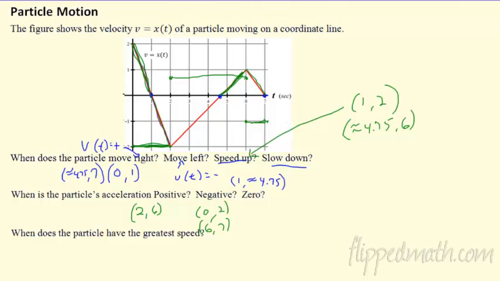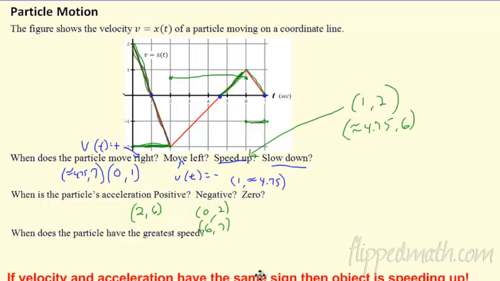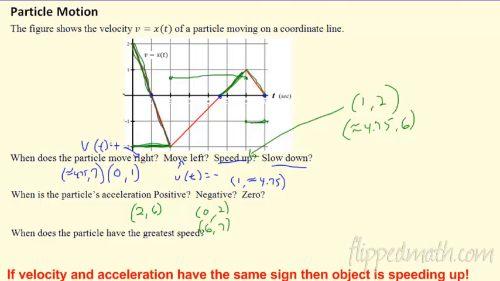Or a good little cheat right here, and I think I put it at the bottom, is if your velocity and acceleration have the same sign, the object is speeding up. So let's get rid of some of this mumbo jumbo. Look at this and see, okay, where do they have the same sign? Up here, velocity is positive, but acceleration is negative. It's slowing down. Your acceleration is slowing it down. But here, check it out. Velocity is negative, and so is your acceleration. This is the area where it's speeding up.